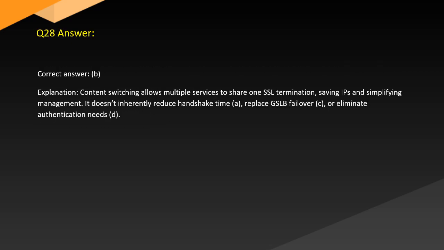Answer. Correct answer: B. Explanation. Content switching allows multiple services to share one SSL termination, saving IPs and simplifying management. It doesn't inherently reduce handshake time, A. Nor does it replace GSLB failover, C, or eliminate authentication needs, D.